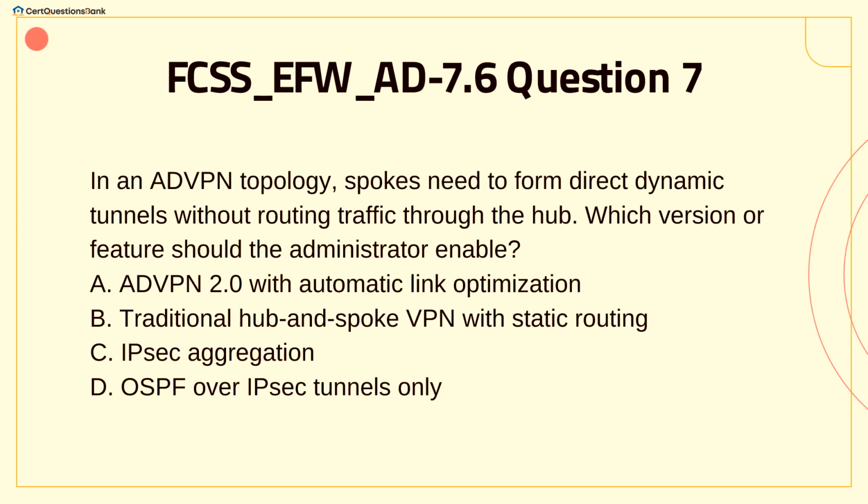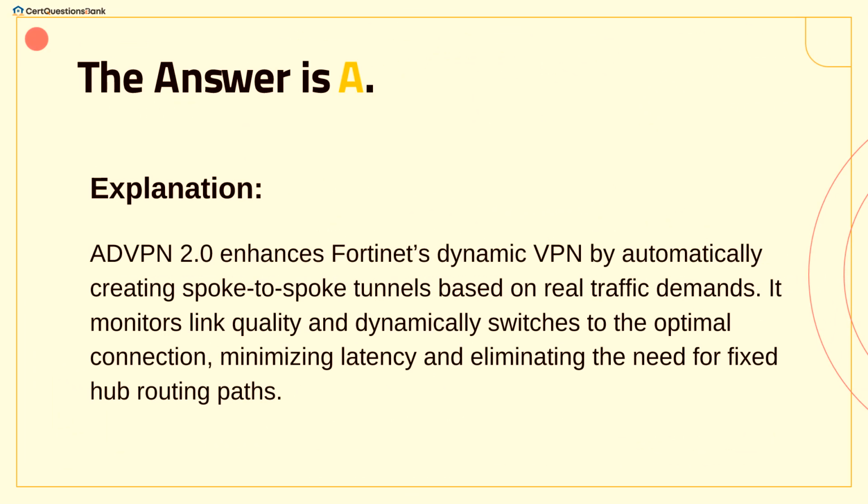In an ADVPN topology, spokes need to form direct dynamic tunnels without routing traffic through the hub. Which version or feature should the administrator enable? A. ADVPN 2.0 with automatic link optimization. B. Traditional hub and spoke VPN with static routing. C. IPsec aggregation. D. OSPF over IPsec tunnels only. The answer is A.